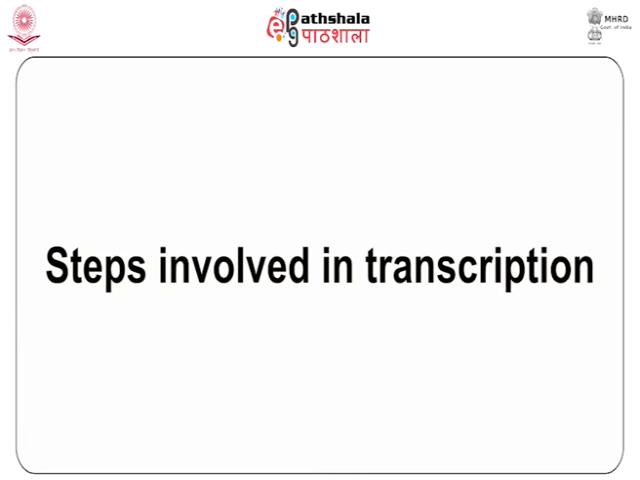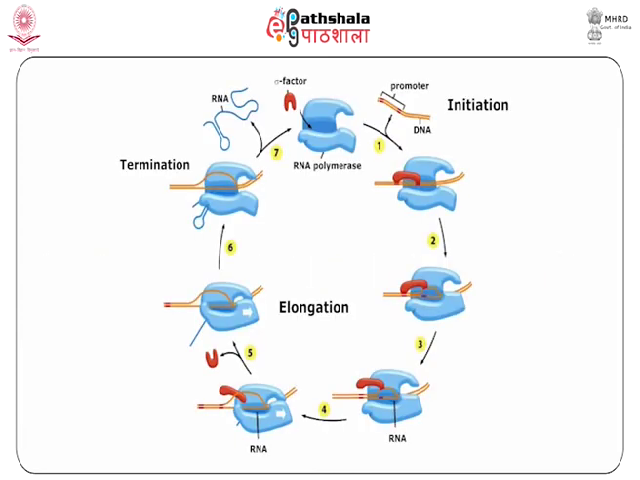Steps involved in transcription. Mainly three important steps are involved in the process of transcription. First is initiation. RNA polymerase binds to the promoter site of DNA regions. The promoter consists of initiation site where transcription occurs. RNA strand is released then.